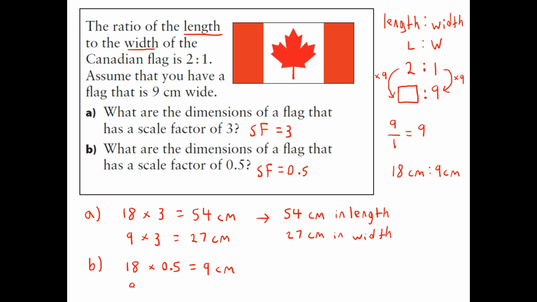Great. Now I'm going to take my width, which is 9, multiplied by my scale factor of 0.5, and I'm going to get 4.5. That's exactly half of 9. So my new dimensions are, after multiplying by a scale factor of 0.5, the new flag dimensions are 9 centimeters in length, and it's going to be 4.5 centimeters in width.